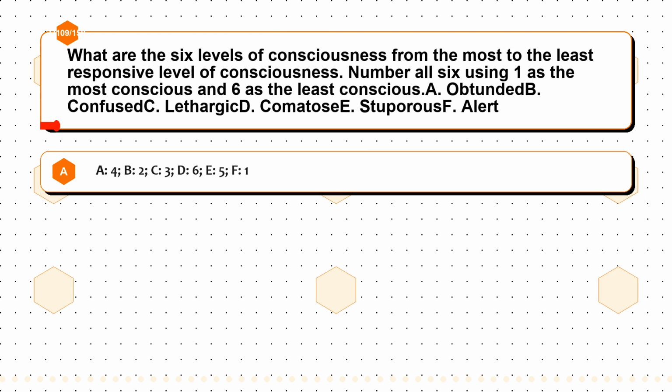Question 109. What are the 6 levels of consciousness from the most to the least responsive level of consciousness? Number all 6 using 1 as the most conscious and 6 as the least conscious. A. Obtunded, B. Confused, C. Lethargic, D. Comatose, E. Stuporous, F. Alert. Here are the options. Option A, A4, B2, C3, D6, E5, F1.